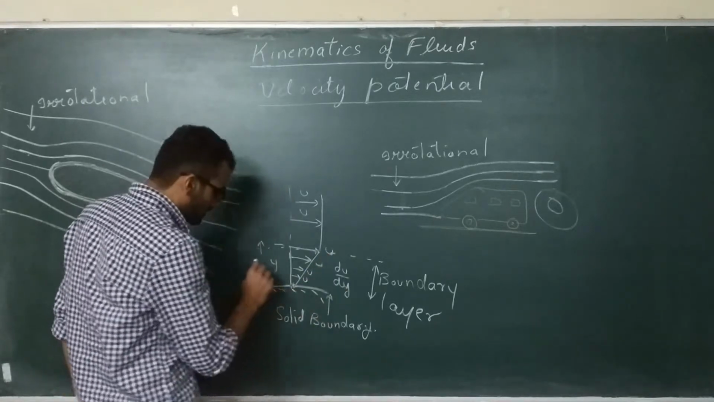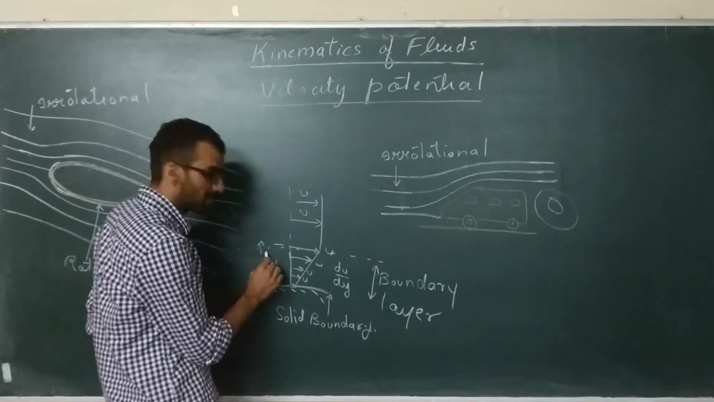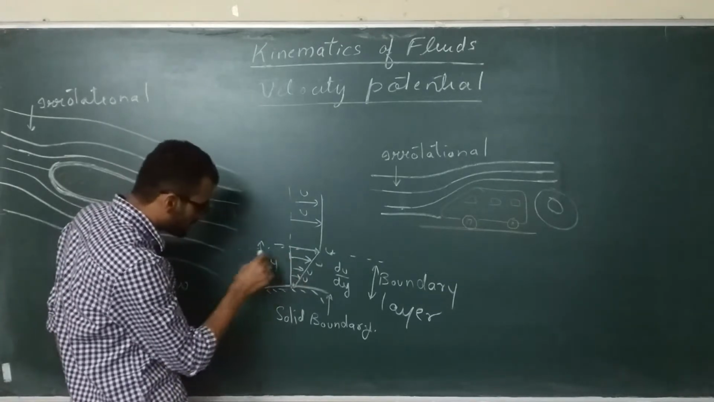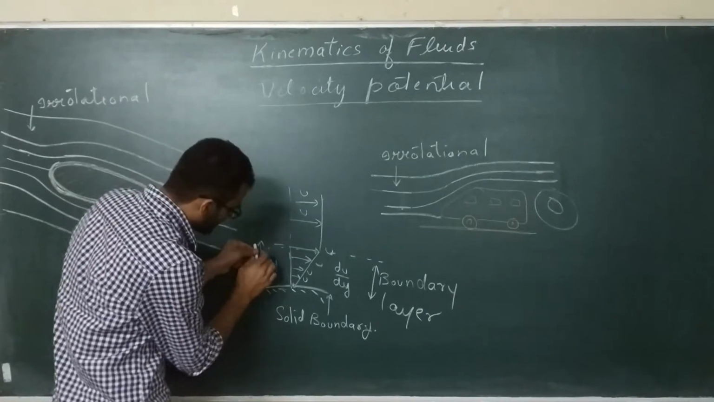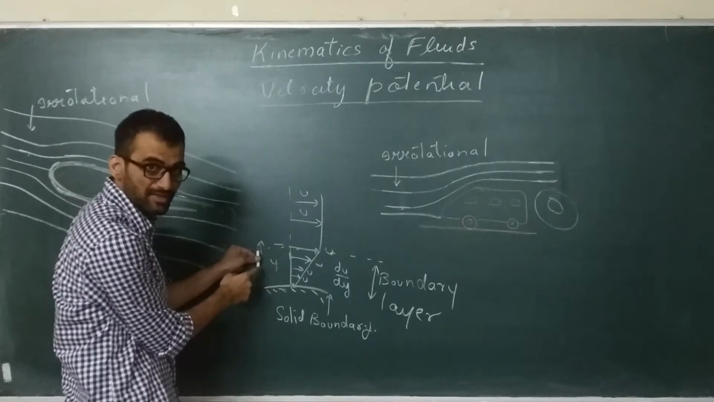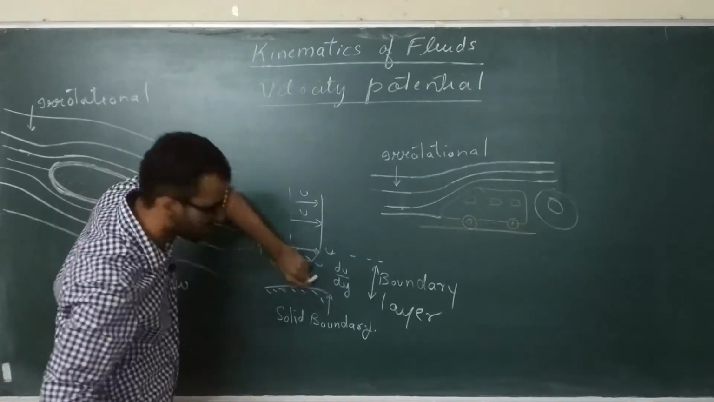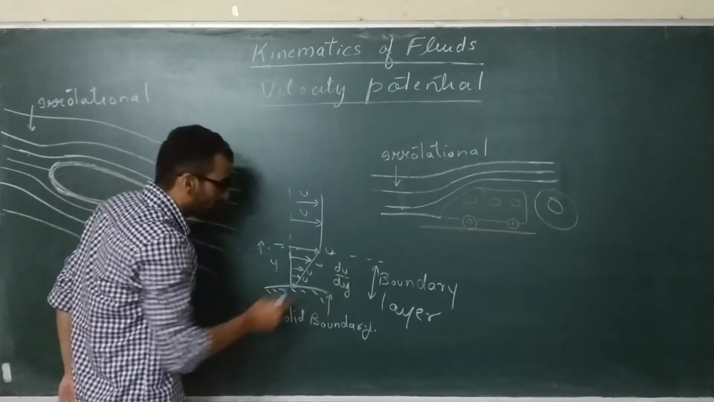Because of this gradient, what happens to a particle which is flowing inside the boundary layer? Suppose this is one segment which is flowing. What is happening to this segment? The top part of the element has very high velocity, and the bottom part has very low velocity. So it will start rotating as it is moving inside the boundary layer.